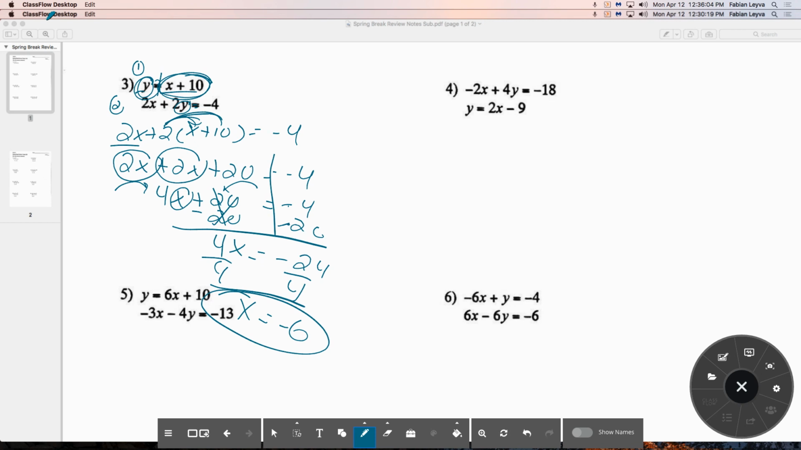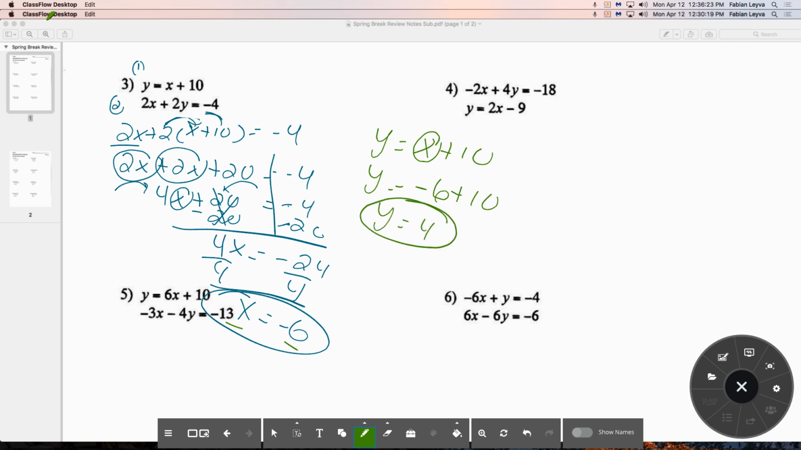Now, which equation looks easier to deal with? 1 or 2? I would say 1, because 1 is just y is equal to x plus 10. Now you know what x is already because you just found it. It equals a negative 6. So you end up with negative 6 plus 10, which equals a positive 4.